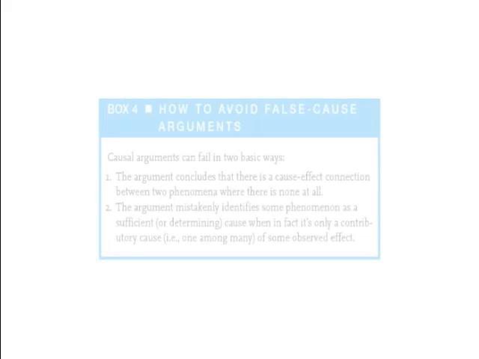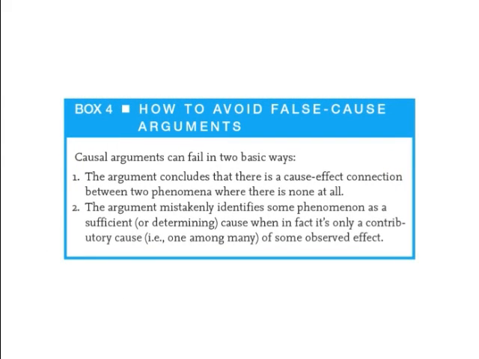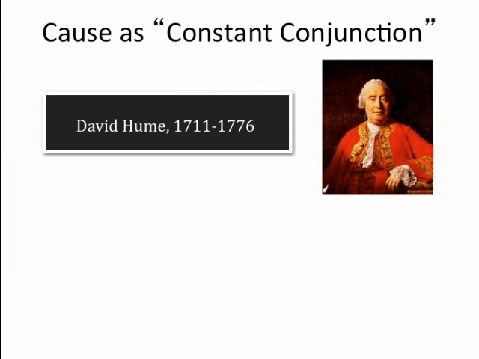There are two ways that the fallacy of false cause can occur. First, there is no causal relationship whatsoever. Second, the cause may be mistakenly identified as sufficient by itself to produce the result when, at best, it's just a contributory cause. Allow me to digress somewhat on the history of the philosophy of science.